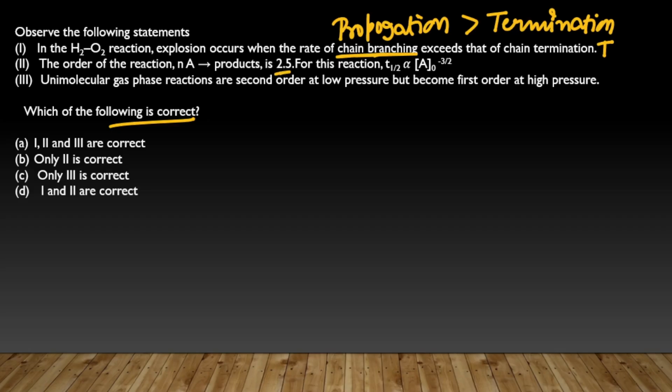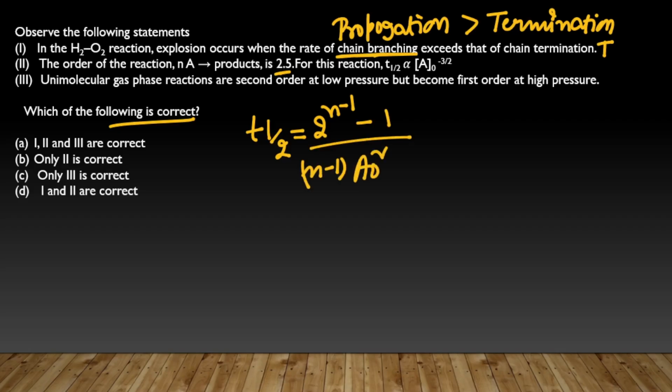It is 2.5. For this reaction, T half is proportional to A naught raised to the power of minus 3 by 2. We know that T half is equal to (2 raised to the power of n minus 1, minus 1) upon (n minus 1) into A naught raised to the power of n minus 1, into the rate constant k. This is for the nth order kinetics, the general expression for T half. So from here, T half is inversely proportional to A naught raised to the power of n minus 1.